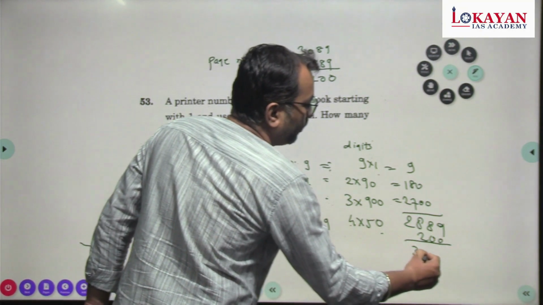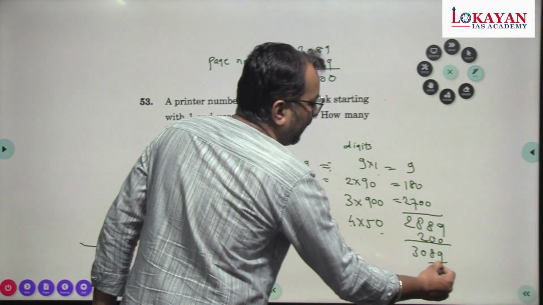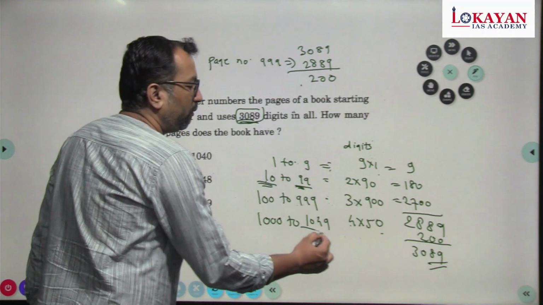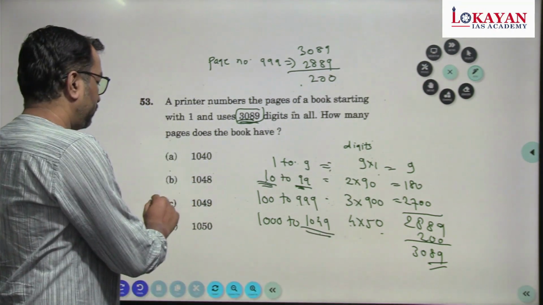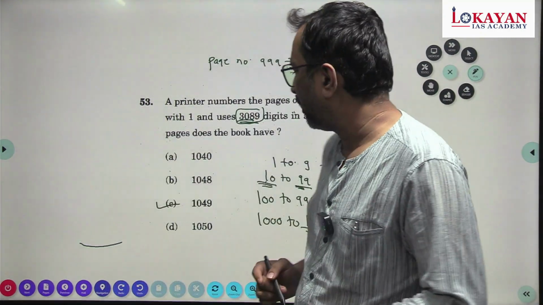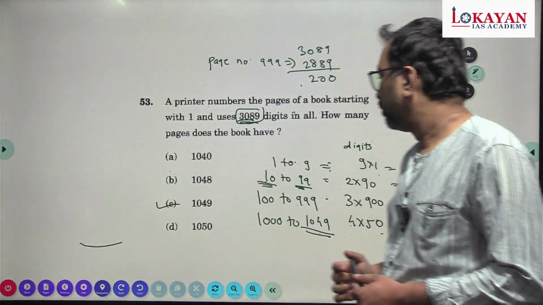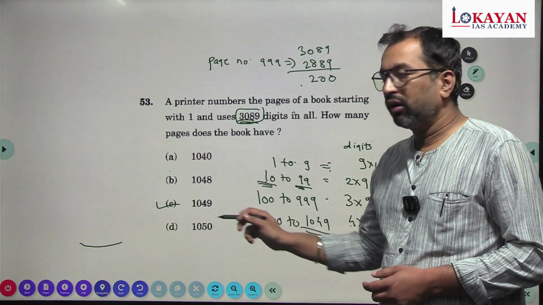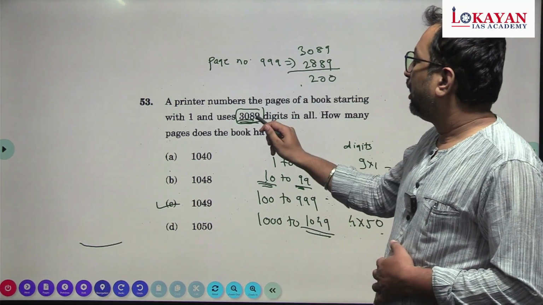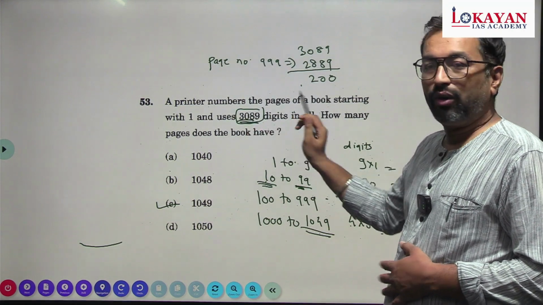So 3089 will be our desired count. So the last page number will be 1049. Last number will be 1049. So that book consists of 1049 pages, and to print that book, the printer needed to print how many digits? 3089 digits.